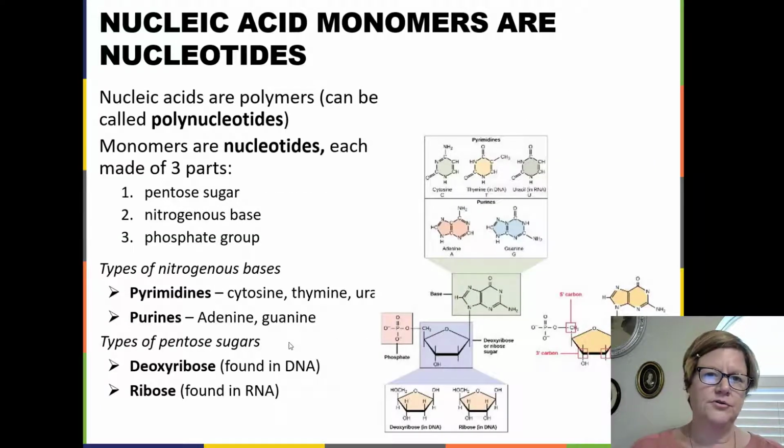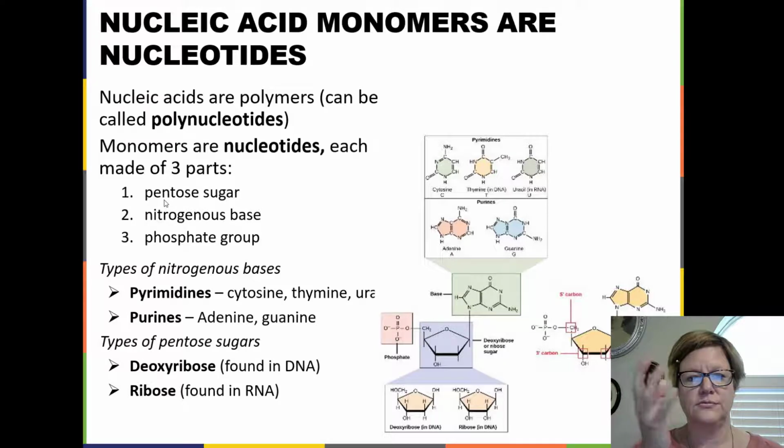So the monomer units of the nucleic acids are called nucleotides. But here's what gets a little complicated. The nucleotide has parts. So the monomers are the nucleotides, but each nucleotide has 3 parts. A pentose sugar, that means a 5-carbon sugar. So you will see something that looks a little bit like the glucose that we looked at earlier, but instead of being a hexagon, it'll be a pentagon. And you can kind of see that over here.